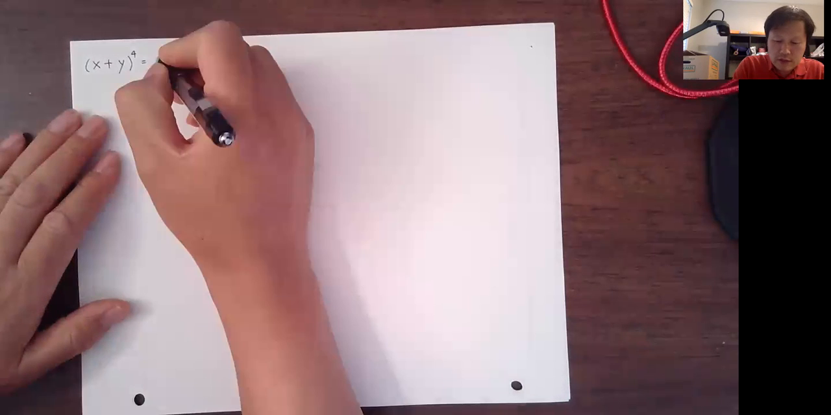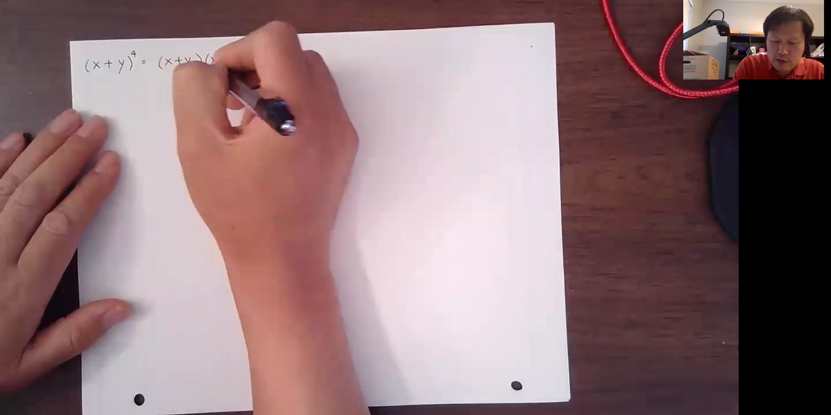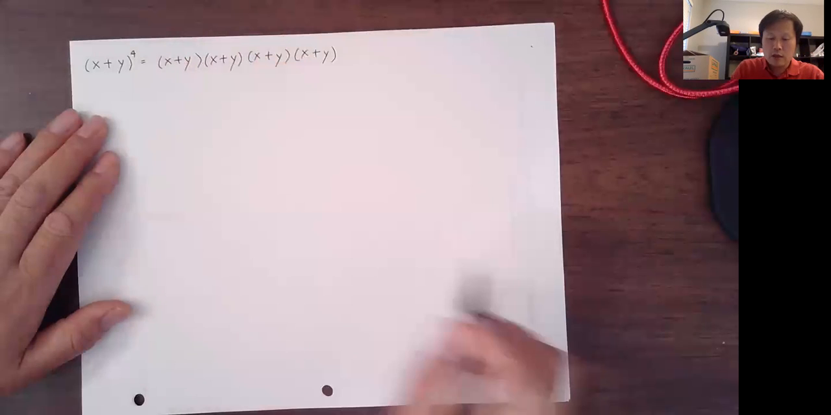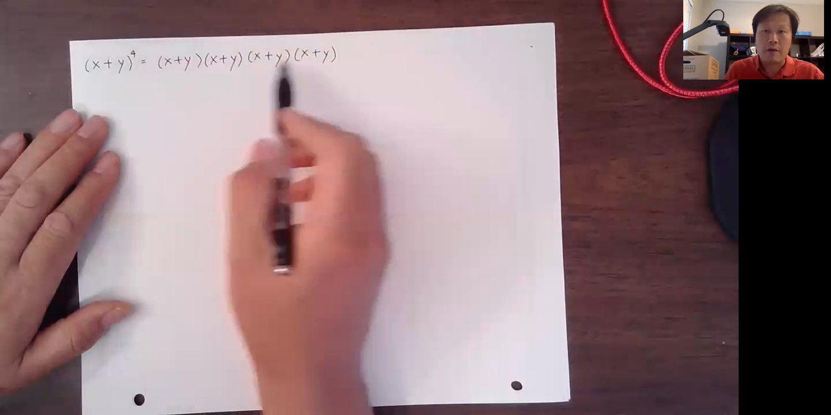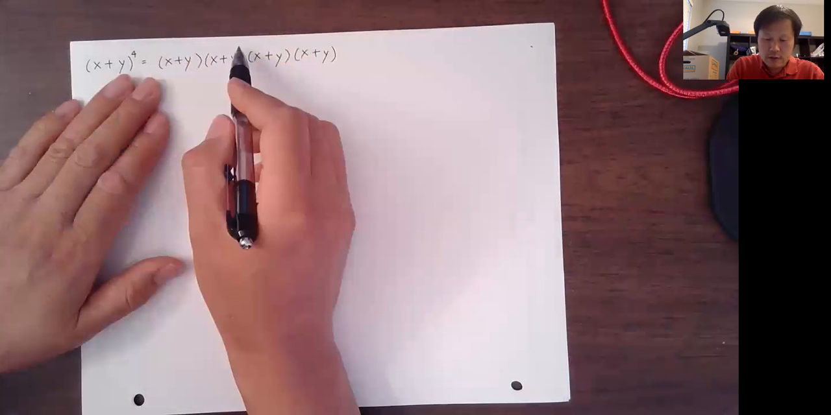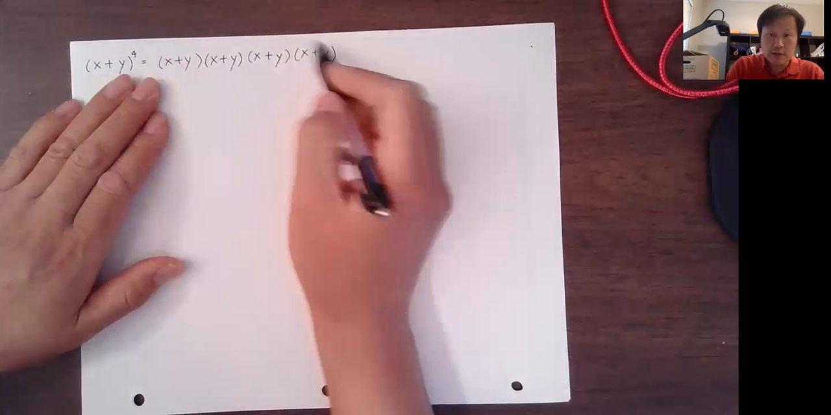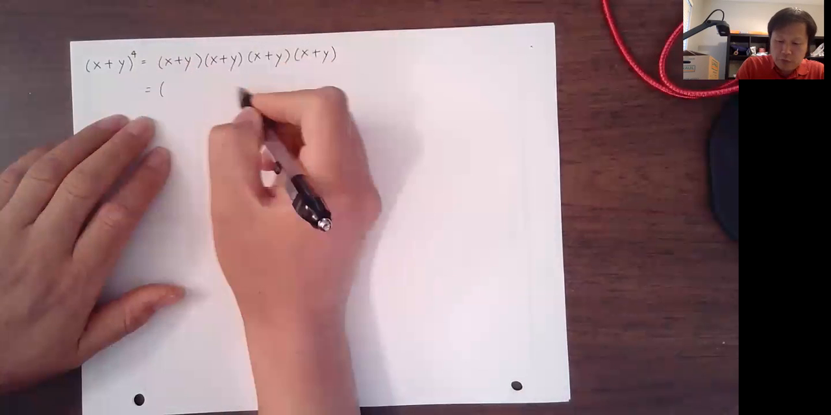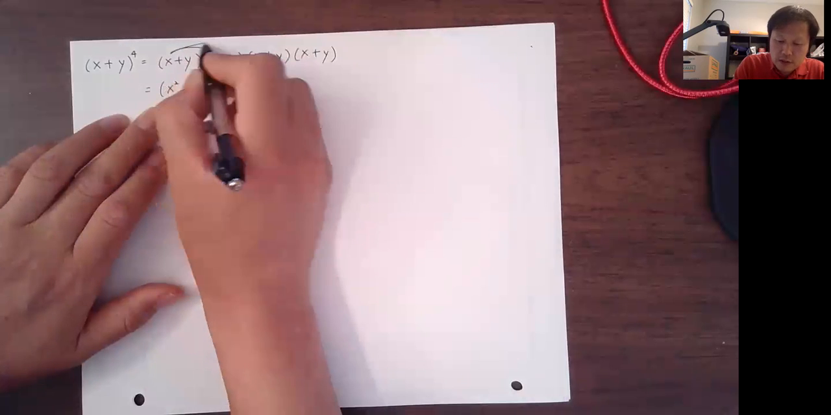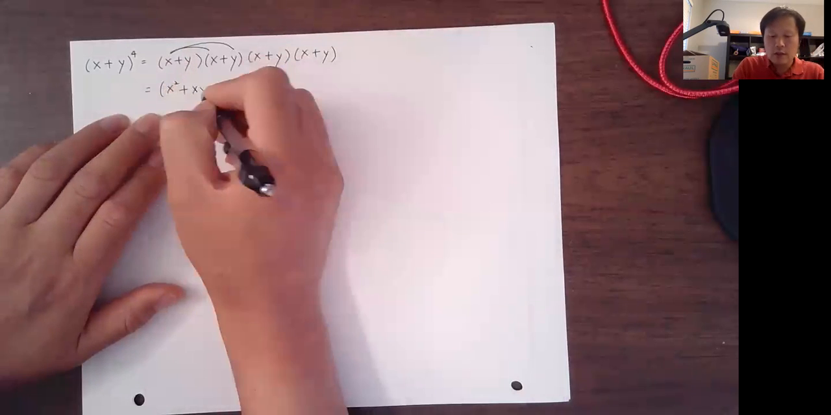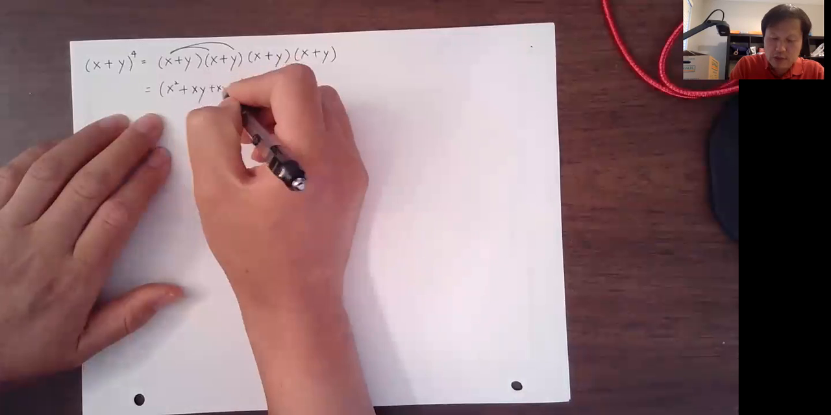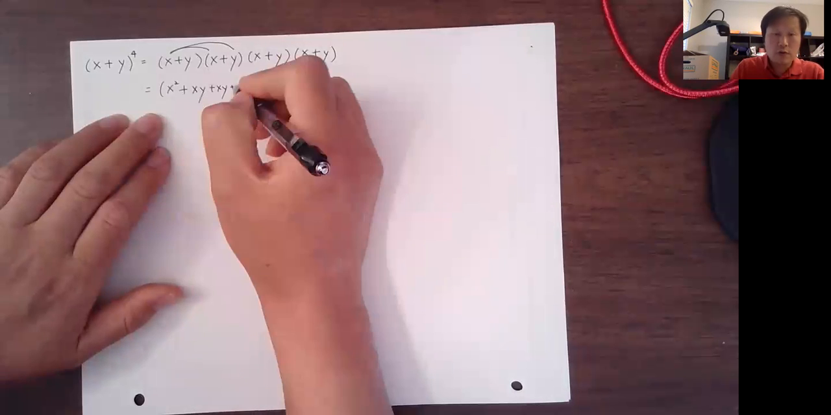That means you have (x plus y), (x plus y), (x plus y), (x plus y). Fourth power, you have to multiply four times. And you know how to distribute. You can fold this, this, and this. So basically, if you fold this, x times x will be x squared. x times y will be xy. y times x is yx, which is exactly the same as xy. y times y will be y squared.